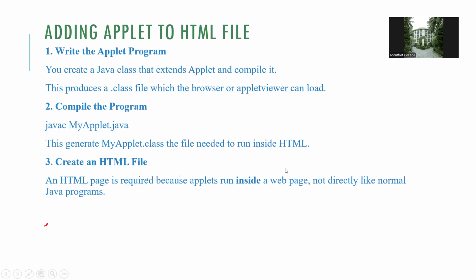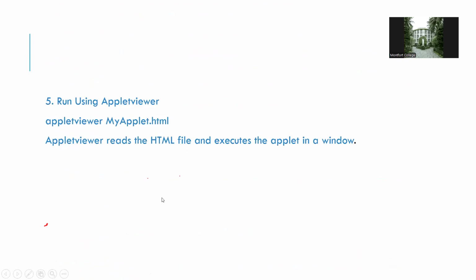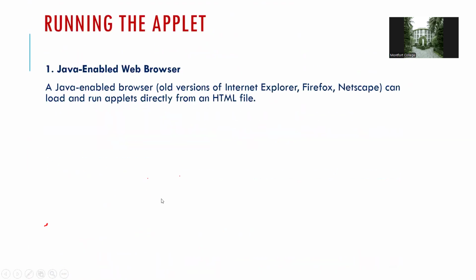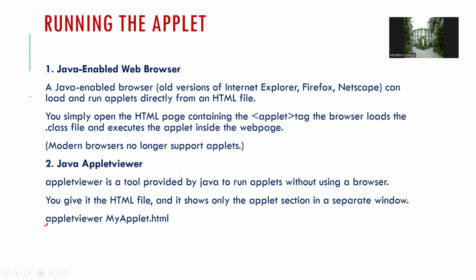Adding applet to an HTML file. You know all this: writing the applet code, compiling the program, creating an HTML file, then adding the applet tag. So there is no need to explain this. You also know how to run the appletviewer, how to run the code, running the applet. Only one change here. In the lab we have done this part using appletviewer only.